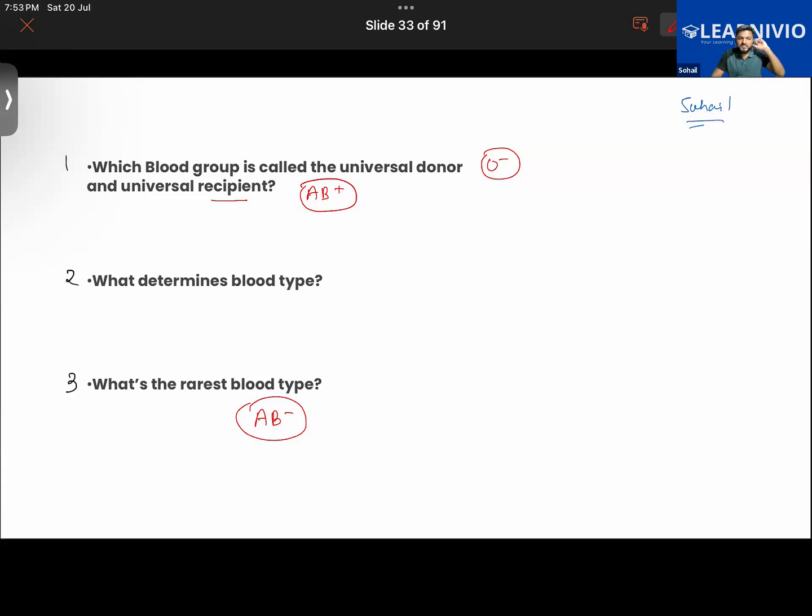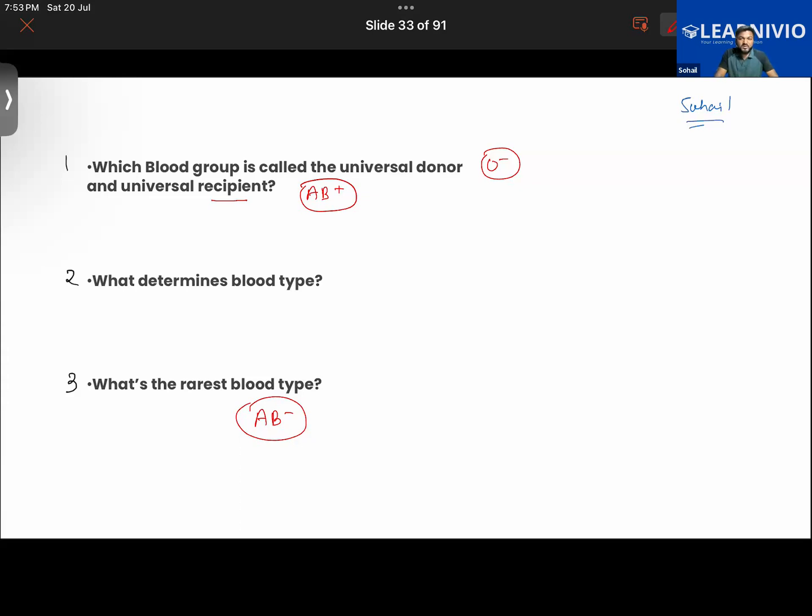AB positive. See, basically, people with negative red blood groups would be considered as having royal blood. People with a negative blood group would generally be considered as having royal blood. Getting it, guys? There are some advantages of having negative blood groups. What the advantages are is not really important, but just know that people with negative blood types would generally be said to have royal blood. Getting it? Okay.